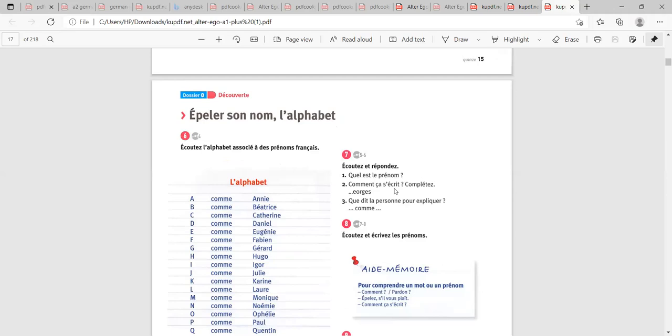Himika, you will say to Sanjog, quel est le prénom? Repeat after me, Himika. Quel est le prénom? Maybe Sanjog will say, je m'appelle Sanjog. He will say, comment ça s'écrit? How one can write? Comment ça s'écrit? Repeat after me.